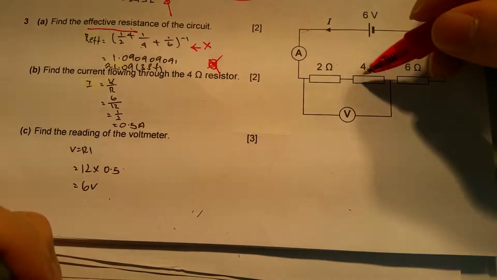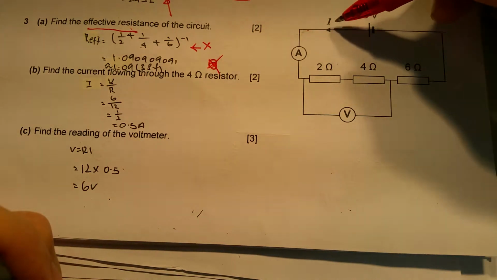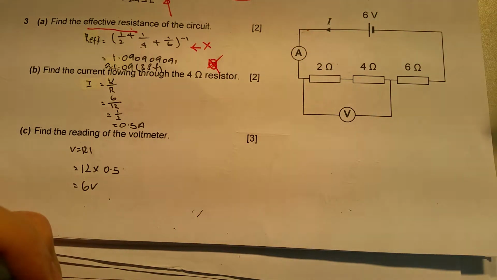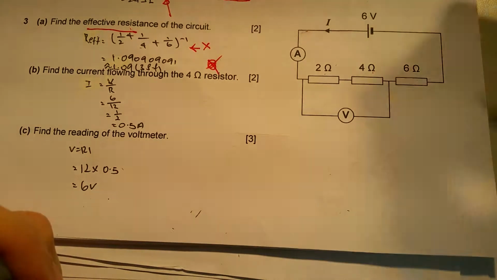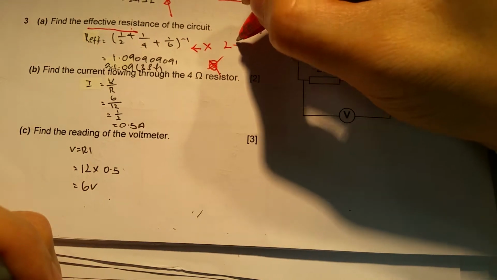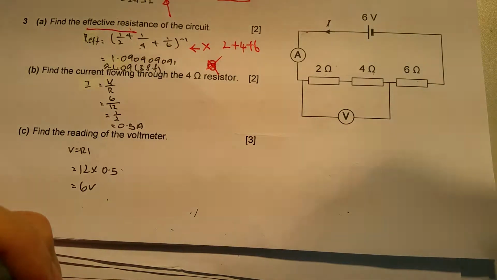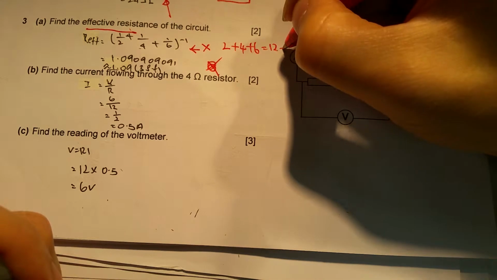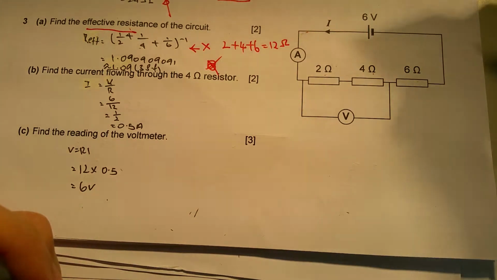This student uses this particular step, which is wrong because it is for a parallel circuit. To find the effective resistance or total resistance of these three resistors in a series circuit, what you need to do is very simple. You just have to add 2 plus 4 plus 6, and the answer is 12 ohms. So the total effective resistance of the circuit is 12 ohms.